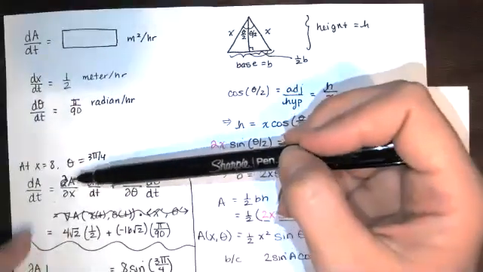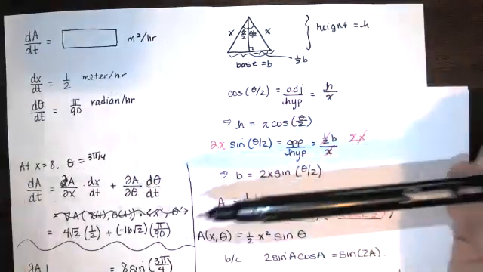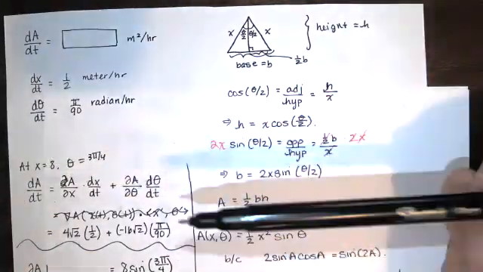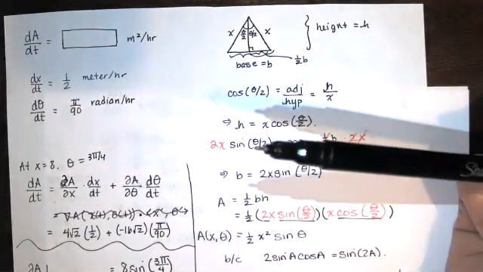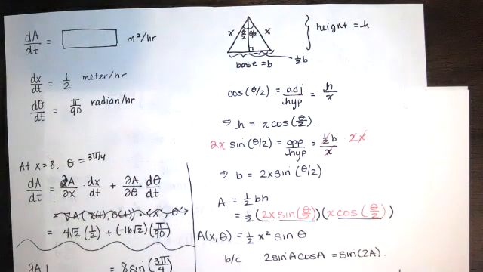Then we just needed to find these two partial derivatives. We needed to evaluate them at the x value and the theta value we were given, and then multiply them by the appropriate rates of change to get the rate of change of area with respect to time.